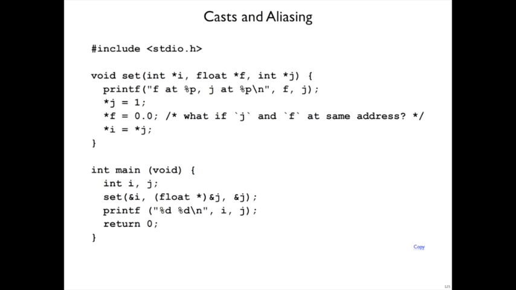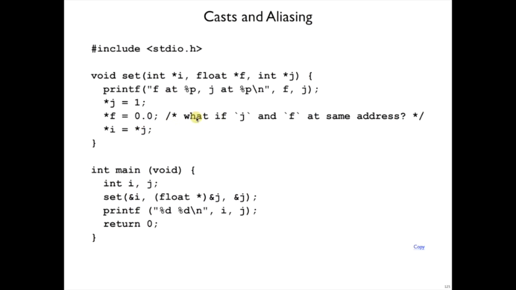Here's one other thing that I alluded to in previous slides about what is allowed and disallowed. So here I have a function called set, which takes 3 pointers, i, f, and j. i and j point to integers, and f is a pointer to a floating point. I'm going to start out by printing the address of f and the address of j. The address that f provides, that is. Not the address of f itself, but the pointer value f. Set j to 1, set f to 0, and then set i to whatever j was.